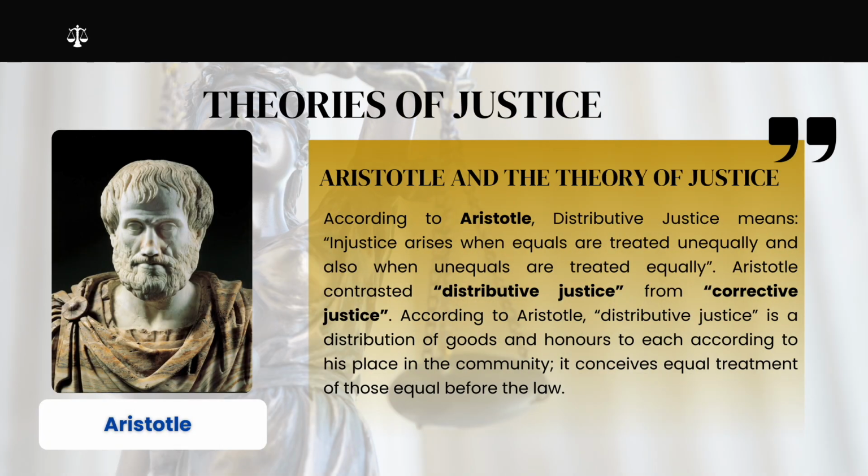Theories of justice. Aristotle and the theory of justice. According to Aristotle, distributive justice means injustice arises when equals are treated unequally and also when unequals are treated equally. Aristotle contrasted distributive justice from corrective justice. According to Aristotle, distributive justice is the distribution of goods and honors to each according to his place in the community. It conceives equal treatment of those equal before the law.